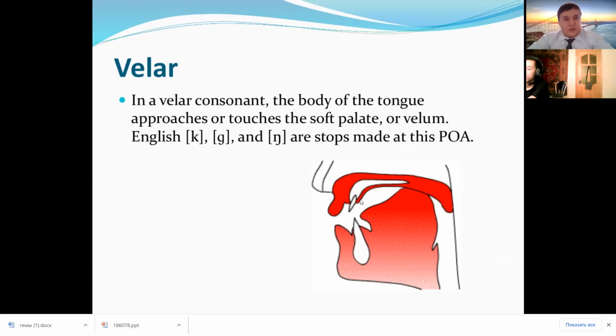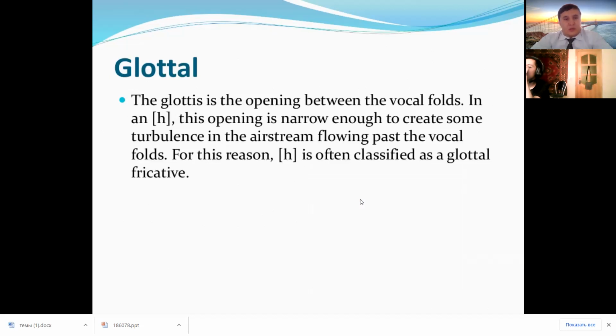Okay, velar. In a velar consonant, the body of the tongue approaches or touches the soft palate, or velum. English k, g, ng are stops made at this POA. Okay, the next one, the glottis, is the opening between the vocal folds. In an h, this opening is narrow enough to create some turbulence in the airstream flowing past the vocal folds. For this reason, h is often classified as a glottal fricative.